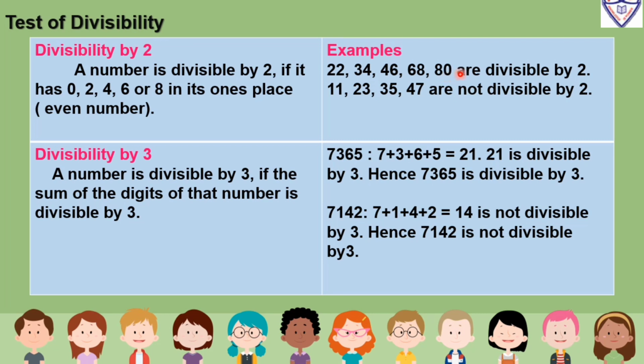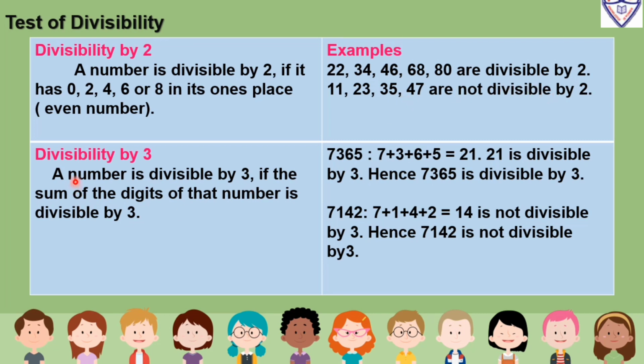So these numbers are divisible by 2 when even digits are there in the ones place. Now 11, 23, 35, 47 are not divisible by 2 because in the ones place, which digits are there? 1, 3, 5 and 7. They are odd numbers. They are not divisible by 2.